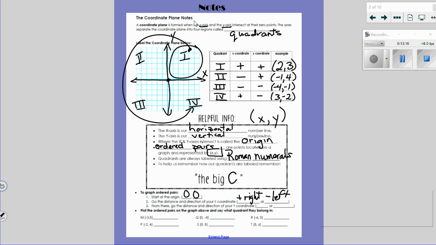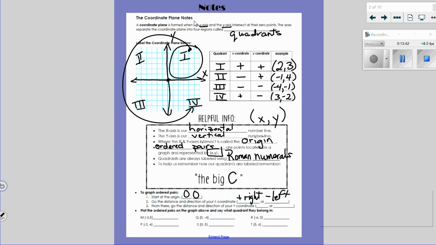Okay? So let's just take, for example, our -1, 4. So I would start here at origin. Because my first number is a negative, that means I'm going left for 1. I then pause. I don't actually write anything. I just kind of hold my pencil there. And then I look at the second number. The second number is my Y. So from there, I'm going to go the distance and direction of my Y coordinate.